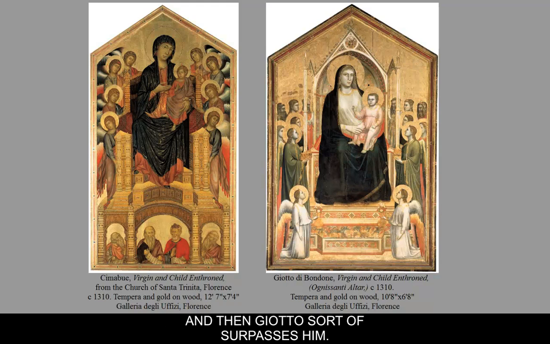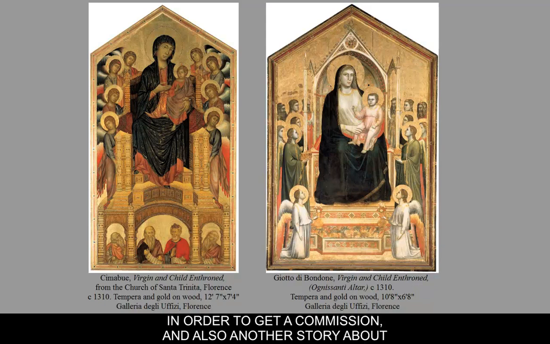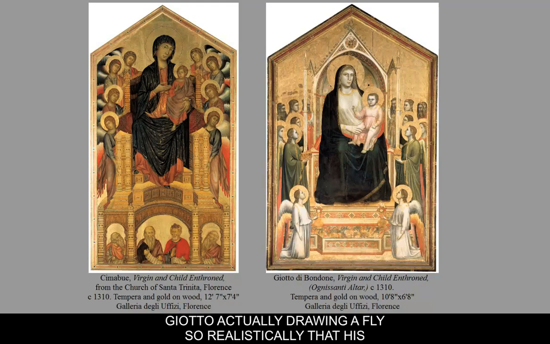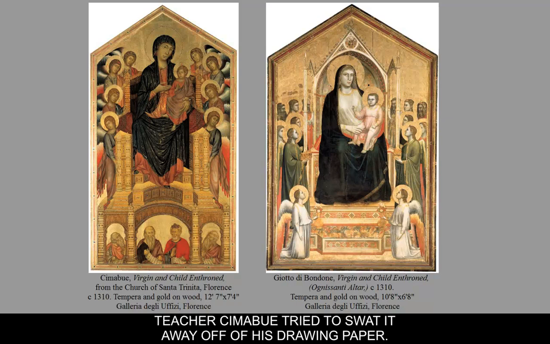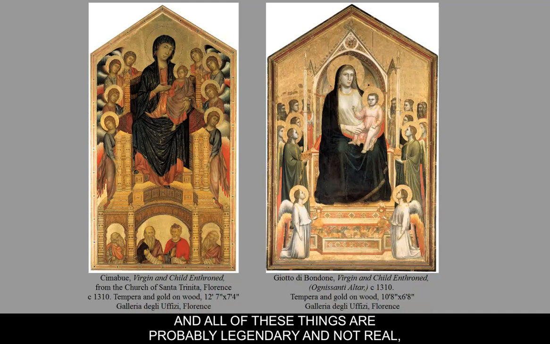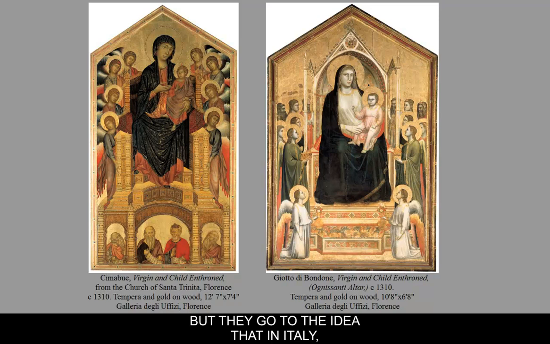And then Giotto sort of surpasses him. And there's a couple of episodes or stories that you can look up about Giotto drawing a perfect sphere in order to get a commission, and also another story about Giotto drawing a fly so realistically that his teacher Cimabue tried to swat it away off of his drawing paper. And all of these things are probably legendary and not real, but they go to the idea that in Italy, especially in the 1400s and 1500s, they looked at Giotto as if he was like this genius, this giant of painting. And for us, these two things look very, very similar, but they're actually really not.